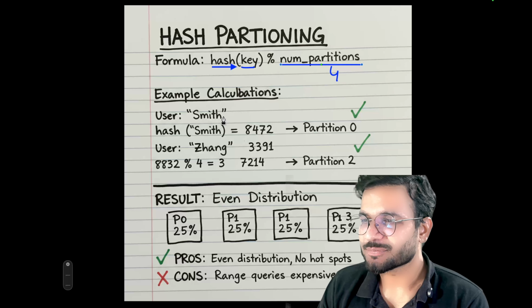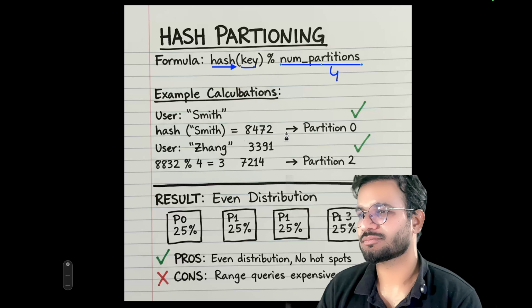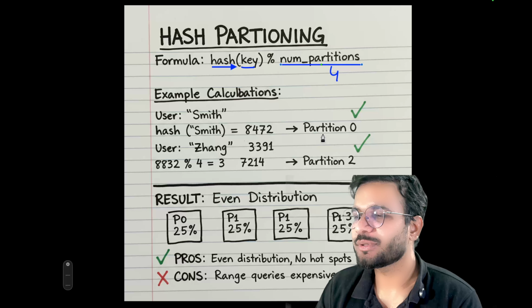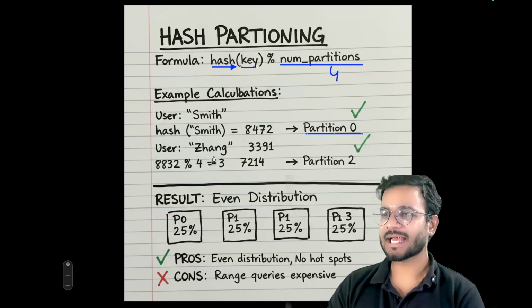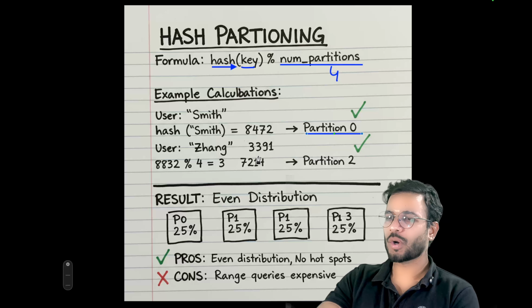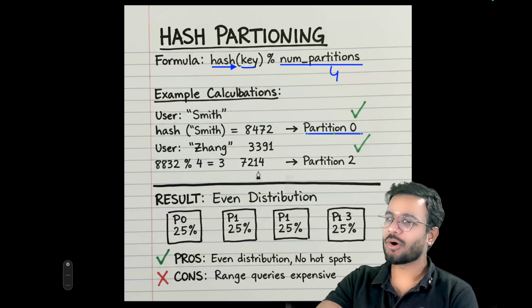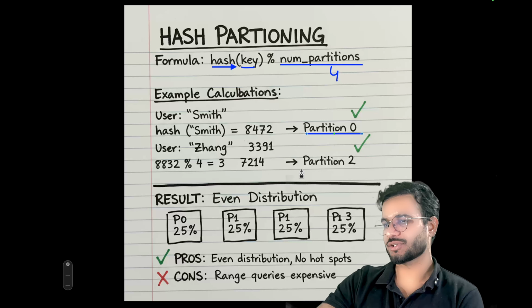So user Smith hashed is equal to 8472. Take a mod of it, and it will be redirected to partition 0. Similarly, user Zhang is hashed to 3391. We take a mod of it and suppose it falls into partition 2. That way, we evenly distribute all the names into the available partitions. That way, the load is distributed.